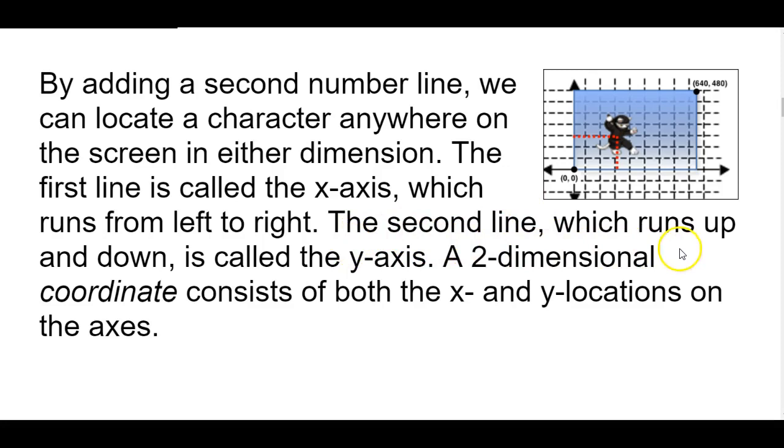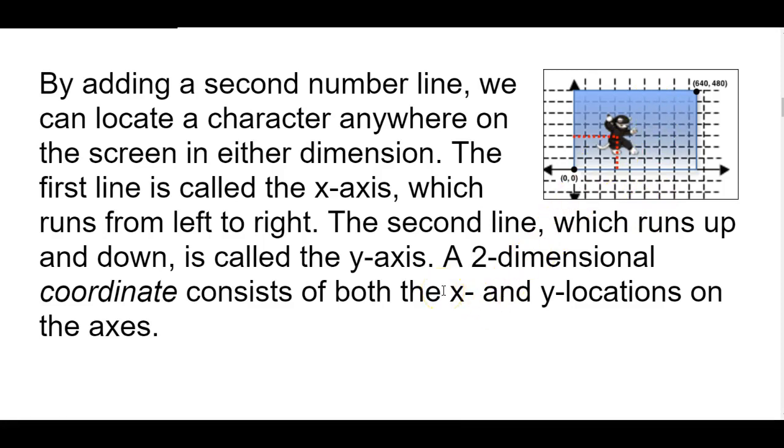It says the second line runs up. It's called the y-axis. So the two-dimensional coordinate consists of the x and the y locations on the axis. And so for our game, we've got to get pretty good at understanding, oh yeah, I want my character to be at this position or that position. We look at how far over from the left it is in the x-axis, and how far up from the x-axis it is to get to the position of the cat, right?